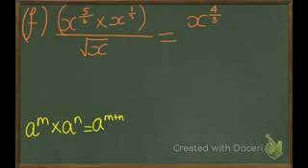Now, if we look at the bottom, how can we simplify that so that we can get it into a standard index form, just so we can simplify this?